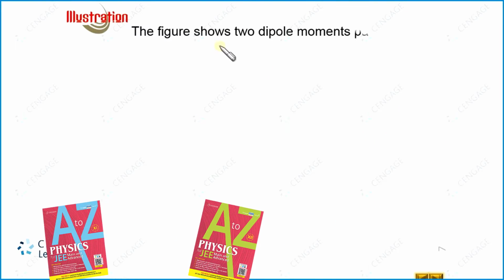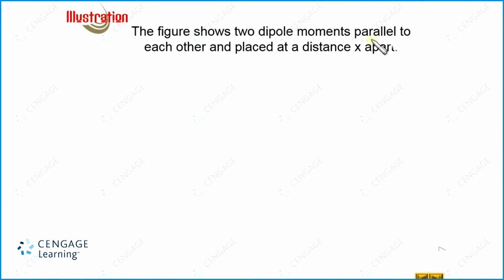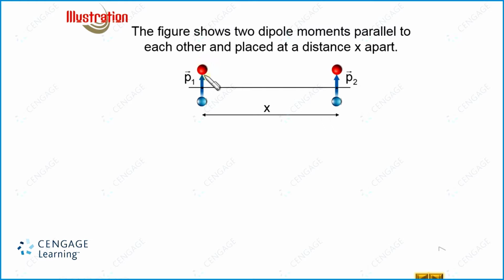In this question, two dipole moments are given parallel to each other. These are the two dipoles, and the dipole moments are parallel to each other, and the dipoles are separated by a distance small x. Here we need to find the force of interaction between the dipoles.